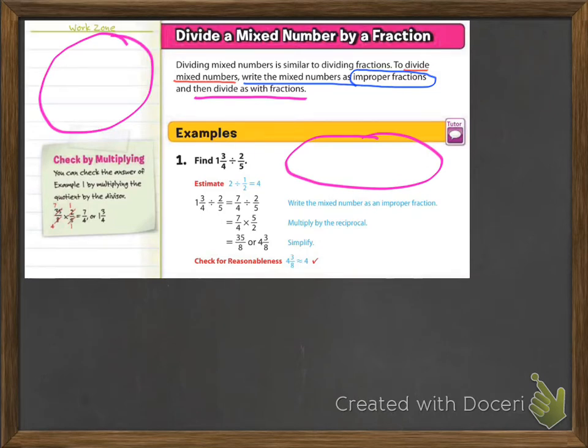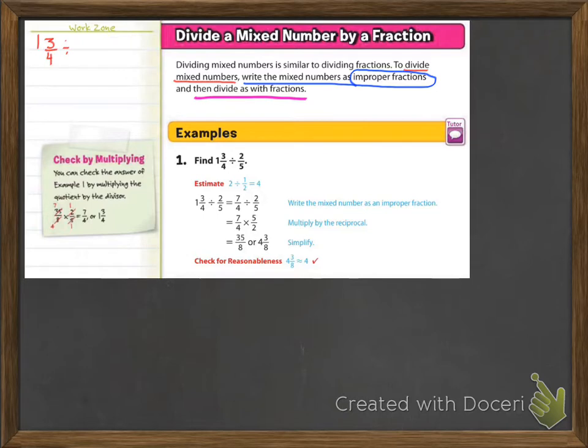So the first thing we're going to do is write the original problem, and that's what you want to do as well. So 1 3/4, I'm going to go ahead and write it up here, divided by 2/5. So then our next step is going to be to change this mixed number to an improper fraction. Remember, we do that by multiplying 4 times 1 is 4, and then we're going to add the 3. So 4 plus 3 is 7. So then we get the improper fraction, which is 7/4. And we want to divide that by 2/5.